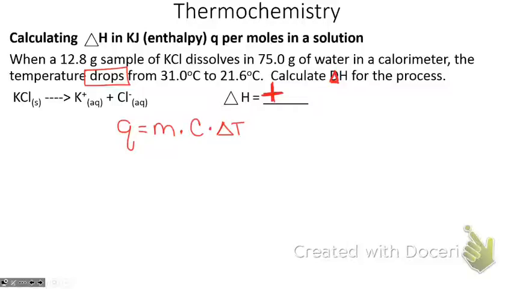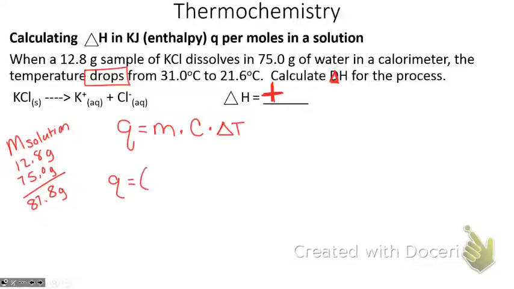just to make sure I don't miss that, because I might get tangled up along the way. So for this question, the first thing I'm going to have to do is solve for Q. And to do that, I have to find the mass of the solution first. So just off to the side, I'm going to add up 12.8 grams of my solute plus the 75 grams of my solvent. So really, the mass I should be using here is 87.8 grams. I can go ahead and plug that in for m.